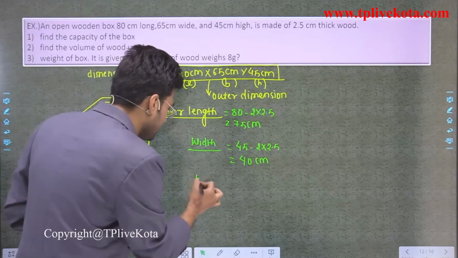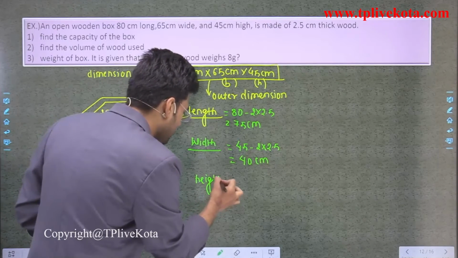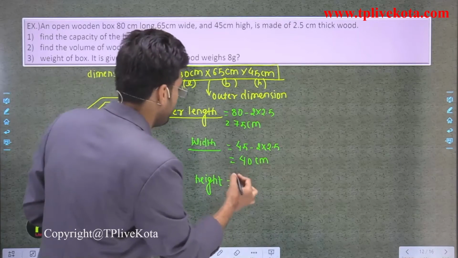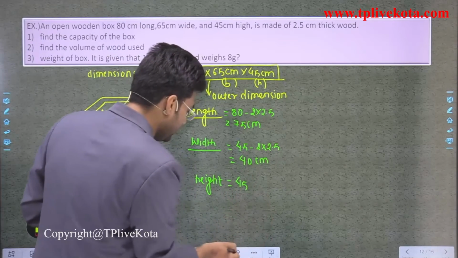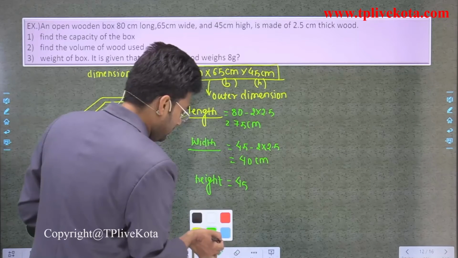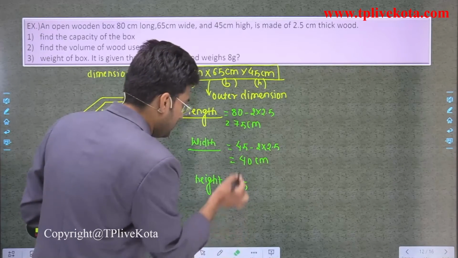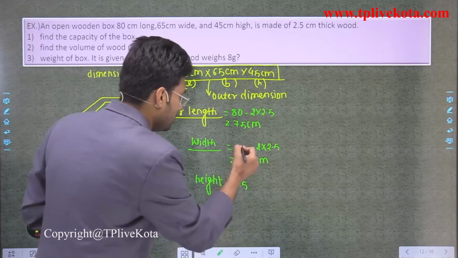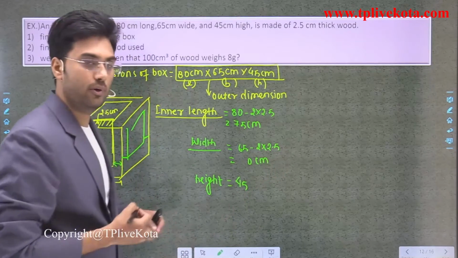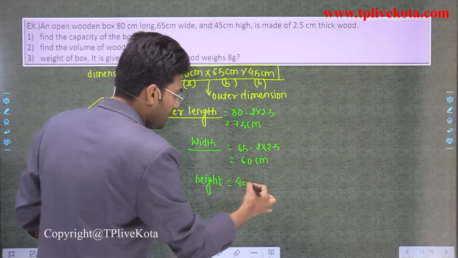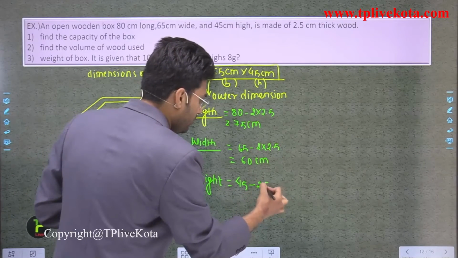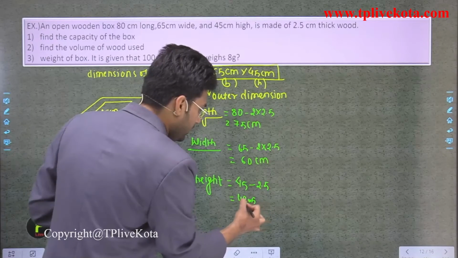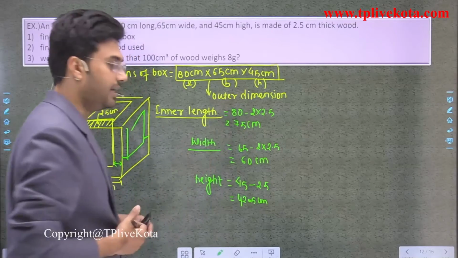So inner height is equal to, the actual height is 45. Students, here this is not 45, here this is 65. Okay, so 65 minus 2 multiplied by 2.5, so it is equal to 60 centimeter, and 45 minus 2.5, that is equal to 42.5 centimeter. So these are the inner dimensions.